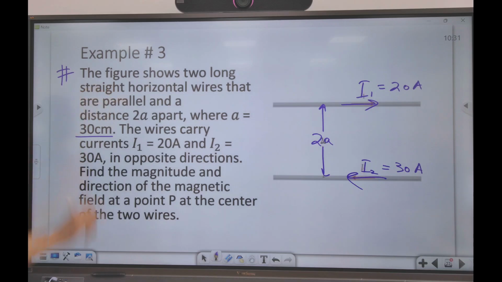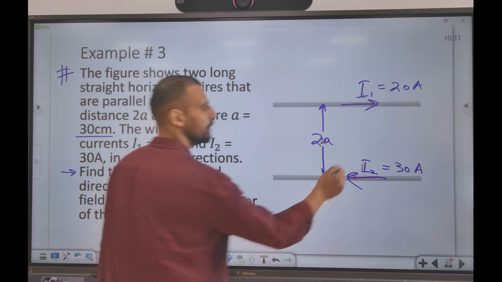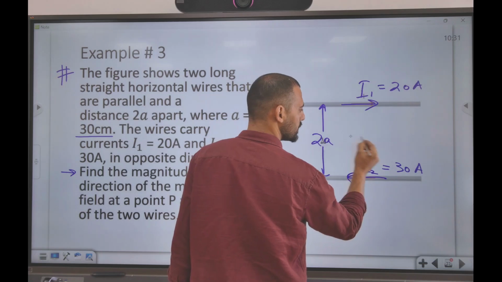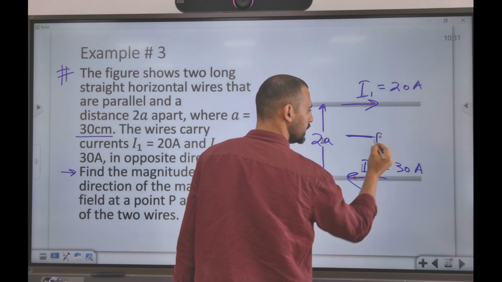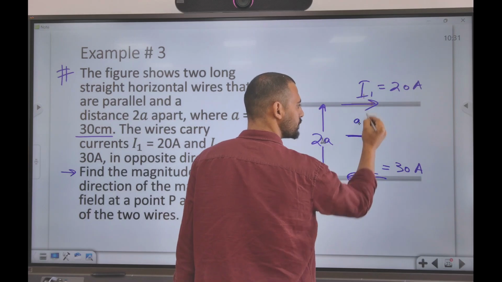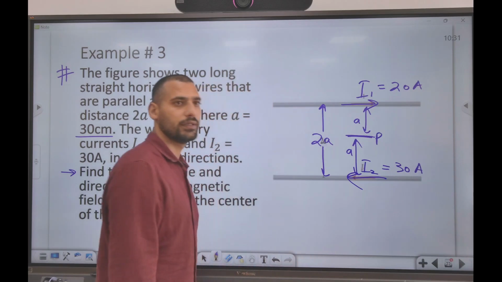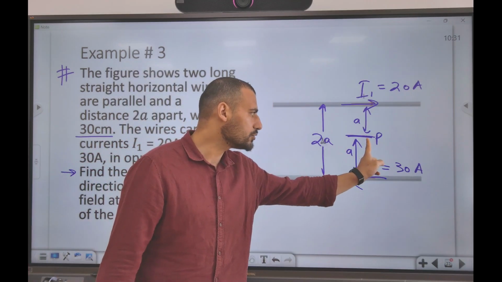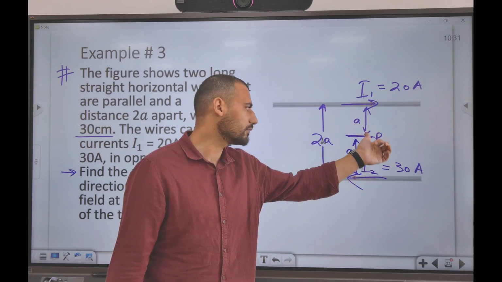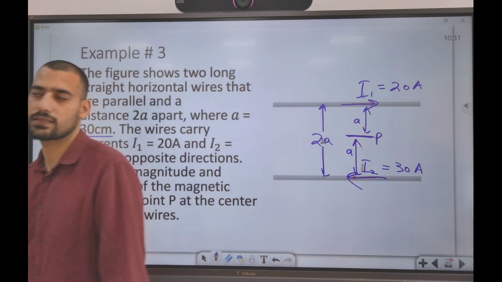And the currents are flowing in opposite directions. The question is, find the magnitude and the direction of the magnetic field at a point P at the center of the two wires. So the distance is 2A, we have a point here, point P, which is at the center. That means this will be A, this will also be A. Is that fine? The question is, what is the magnitude and the direction of the magnetic field at point P?